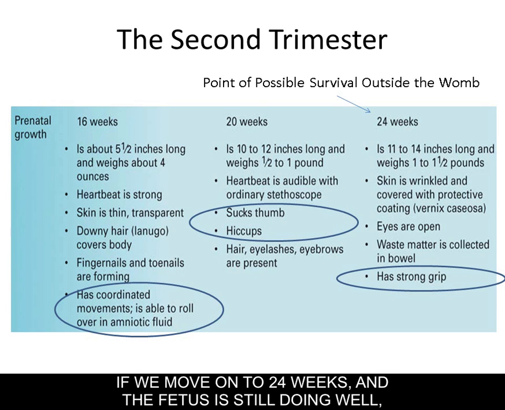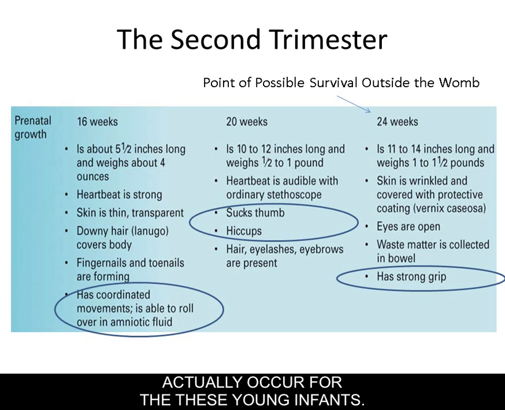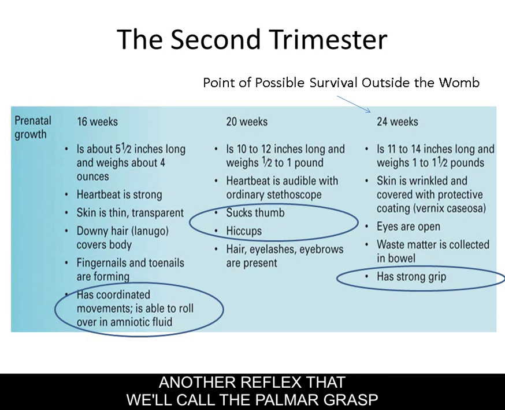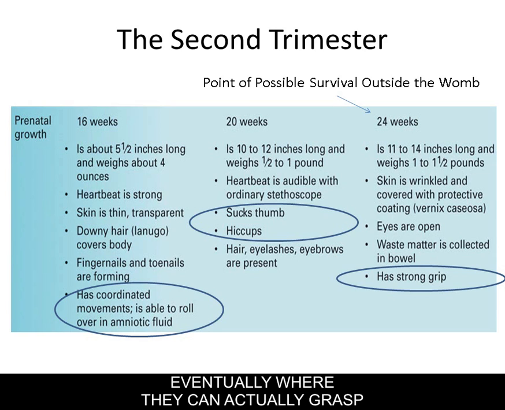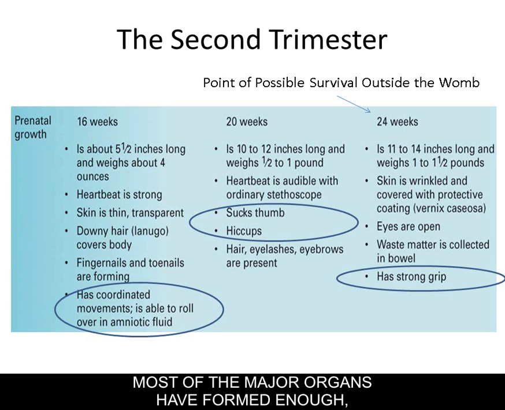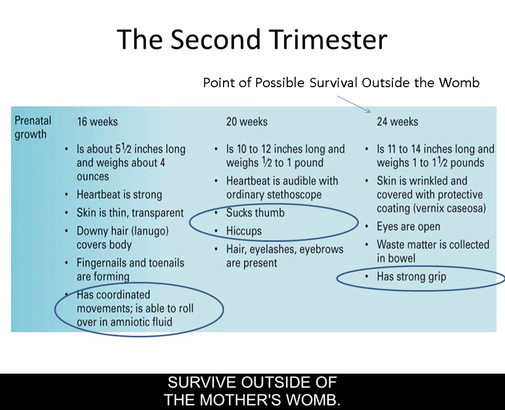If we move on to 24 weeks, and the fetus is still doing well, we start to see a lot of really critical basic functions occur for these young infants. One of the things that starts to happen is they develop another reflex that we'll call the palmar grasp, where they can actually grasp things very firmly. And at this point in time, because most of the major organs have formed enough, this is the first point where a fetus could theoretically survive outside of the mother's womb.